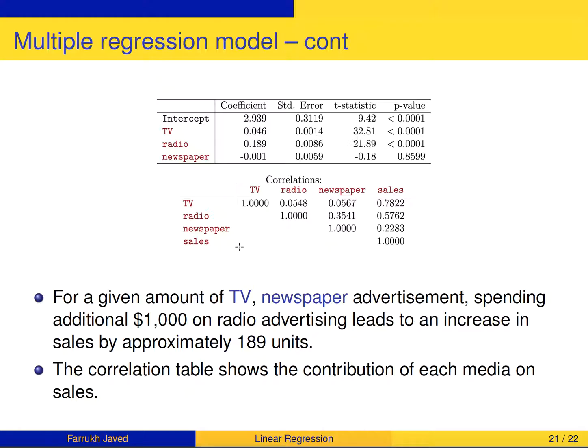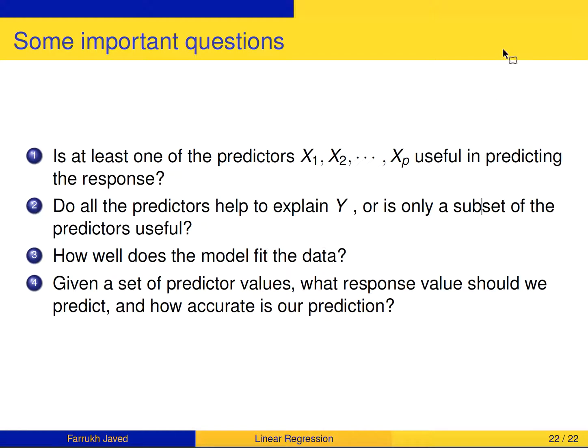And then the correlation table shows the contribution of each medium on sales: TV is associated with sales at 78%, 57% with radio, and 22% with newspaper, right? So is at least one of the predictors useful in predicting the response? Do all the predictors help explain the response, or is only a subset useful? How well does the model fit the data, and which predictors can be used to predict response variables in future? These are the questions we can now ask.